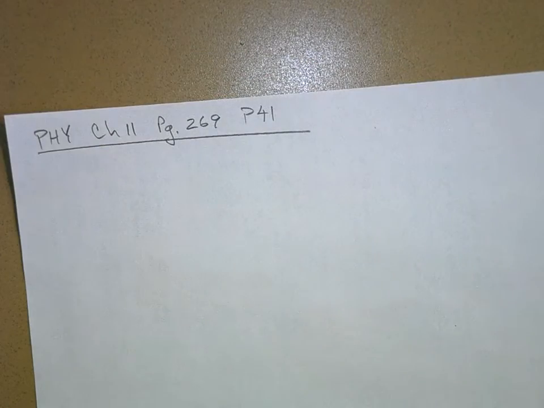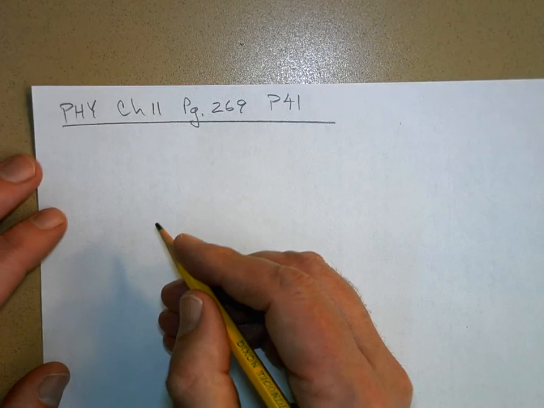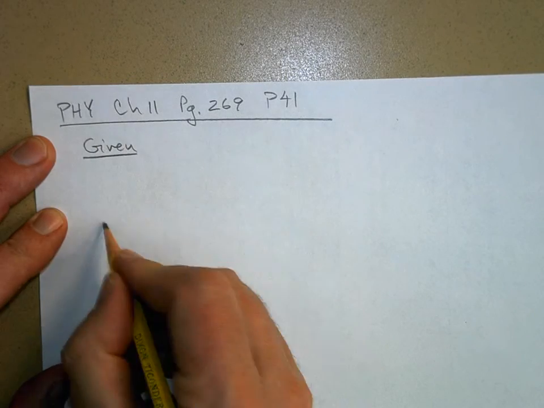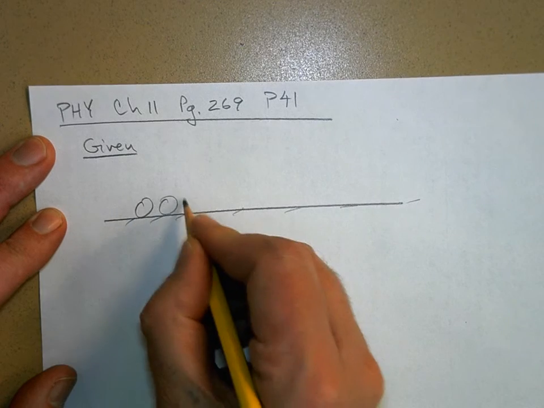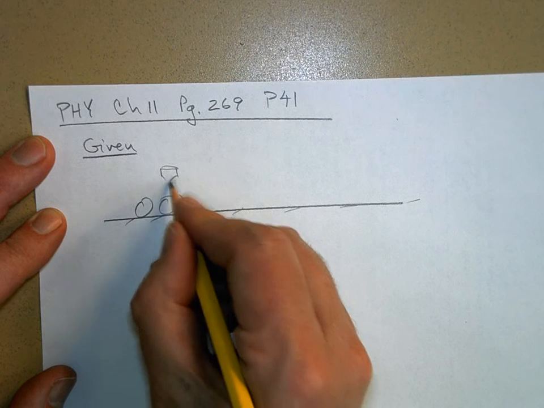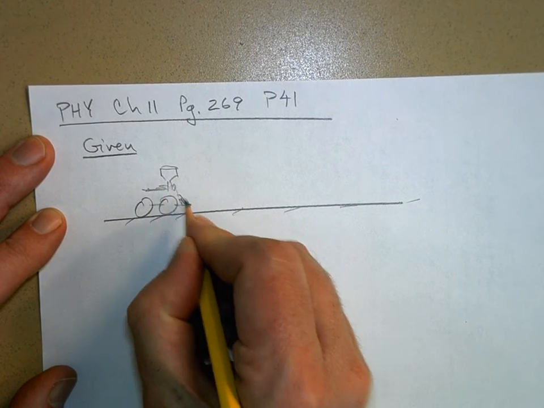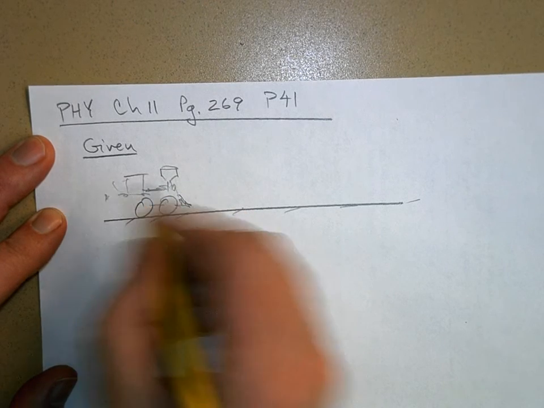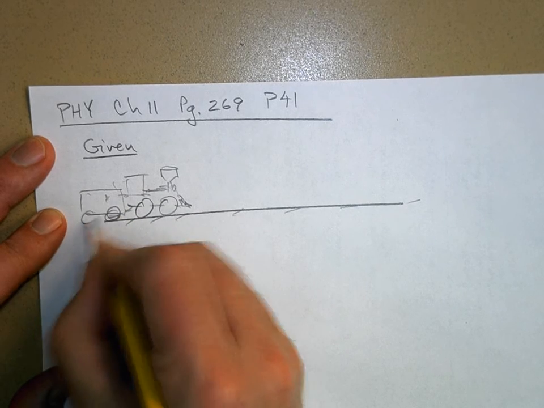Okay, so let's do given. I think I can get this done. Okay, we got a train. Here's the track. Here's the train. You've got to have a smokestack on it. And here's the boiler, the cow catcher, the cabin, the coal car. Okay, just like in the movies.